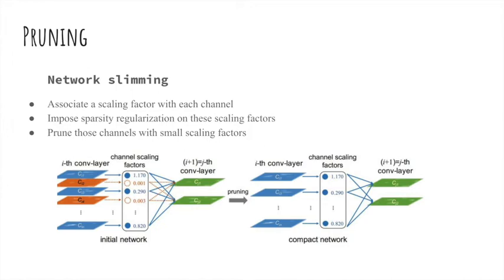Another method is called network slimming. It associates a scaling factor to each channel. It's like adding a channel attention between the input and the output feature maps. You could consider it as 1 times 1 pointwise conv. In training, these channel scaling factors are also trained. And those scaling factors with small values, I will prune them out. I will also delete the corresponding feature map.